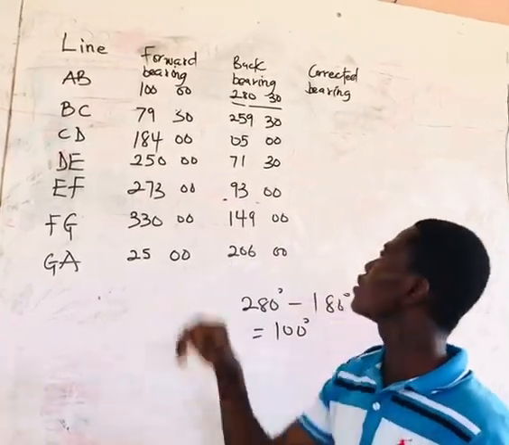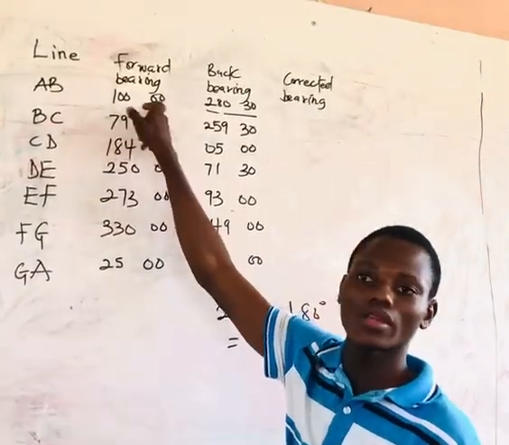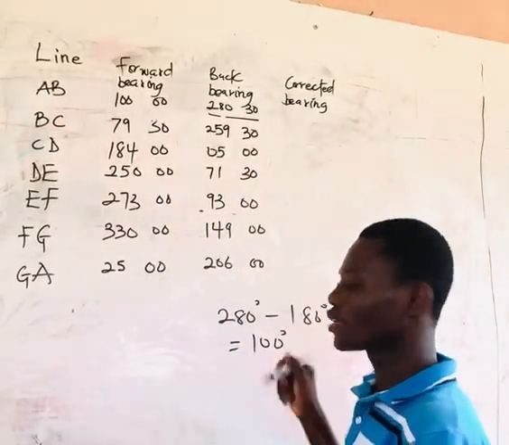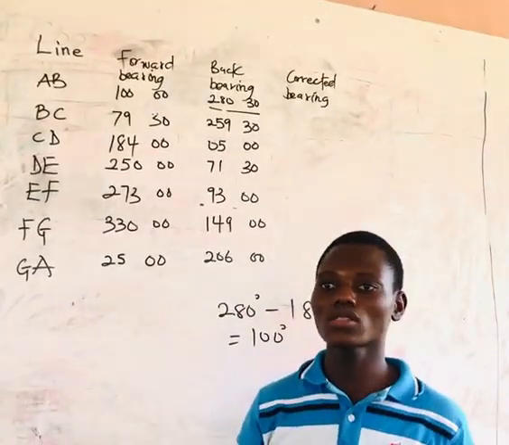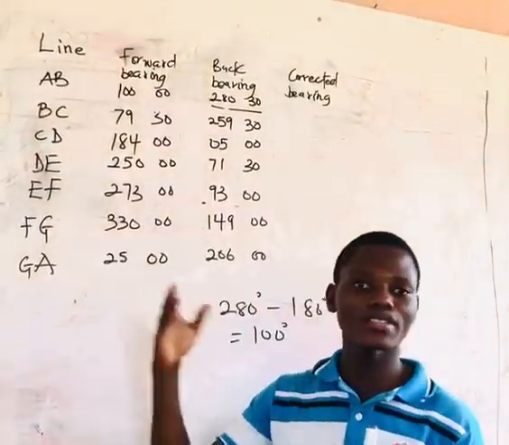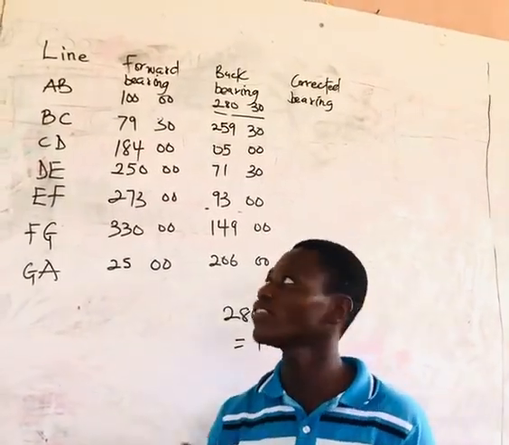The forward bearing that the surveyor took was 100 degrees 0 minutes. In this case, we are getting 100 degrees 30 minutes. You can't ignore the 100 degrees 0 minutes, nor can you ignore the 100 degrees 30 minutes. So you find the average of the two: add the two and divide by 2.